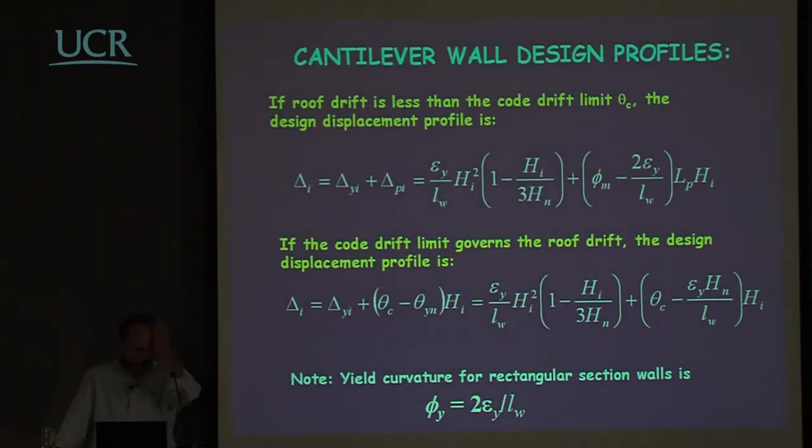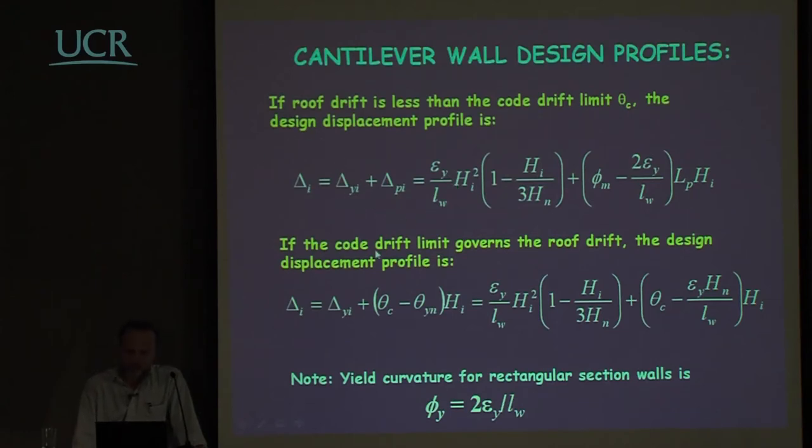It is now necessary to have a look and discuss what the design profiles of a cantilever wall will be. If the roof drift is less than the code drift, then the design displacement will be given by the sum of the yield displacement at any level and the plastic displacement at any level. So again, this part here is the one that has already been used. This part here is obtained considering the plastic curvature multiplied by the plastic hinge length and multiplied by the height of the point where we want to know the displacement.